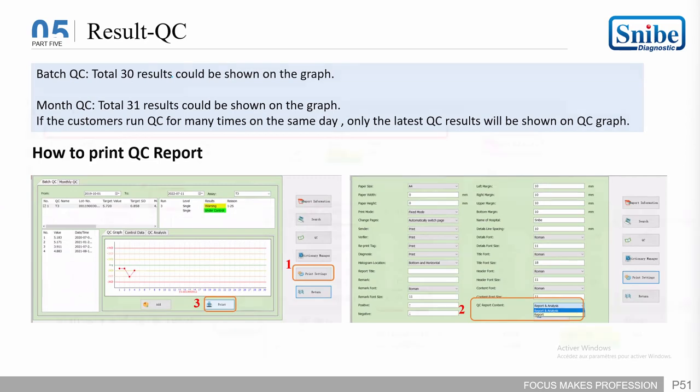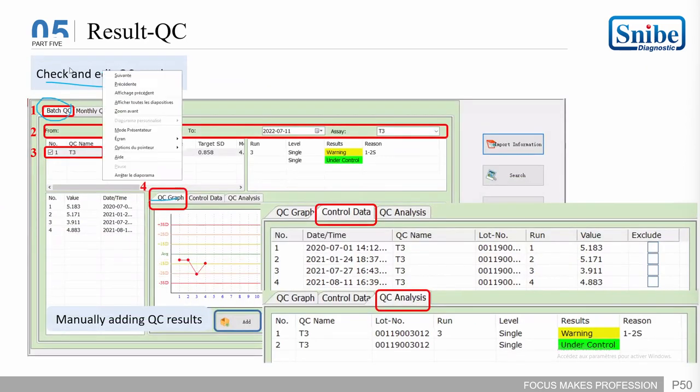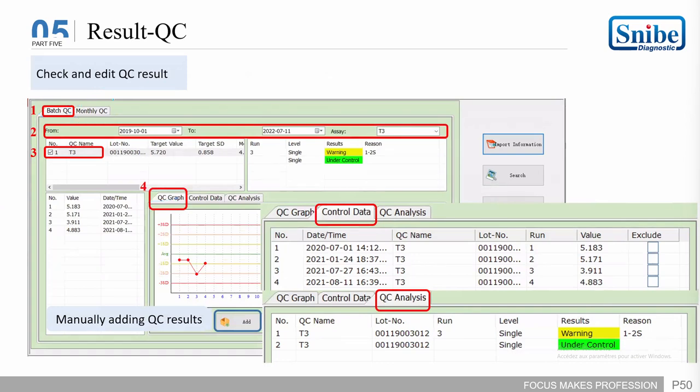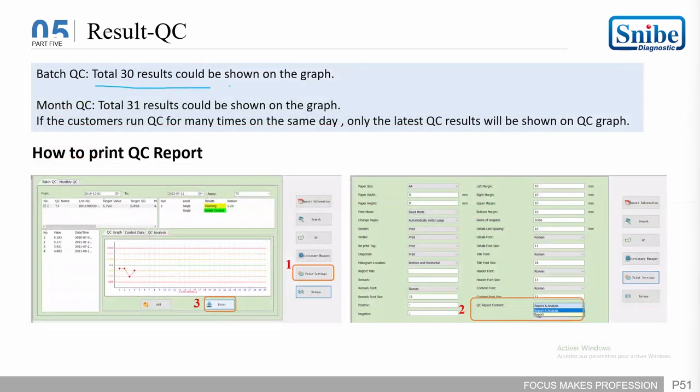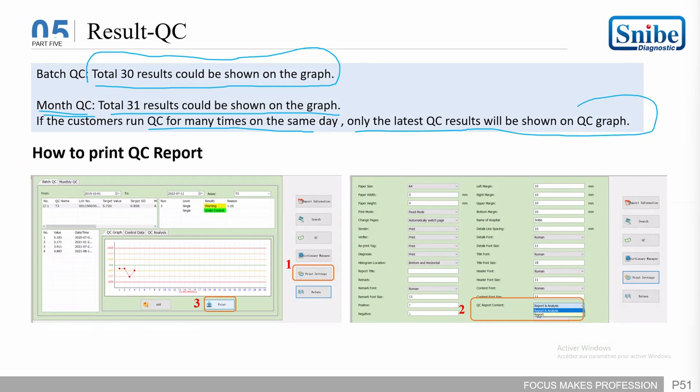For the batch QC, so here you have the batch QC and you have also the monthly QC. For the batch QC, a total of 30 results could be shown on the graph. Every day one QC. For the monthly QC, sorry, it is every day one QC. Even if you do run two QC in the same day, it will take the last one. So a total of 31 results could be shown on the monthly. And if the customer ran QC many times on the same day, only the latest QC results will be shown in the QC graph.